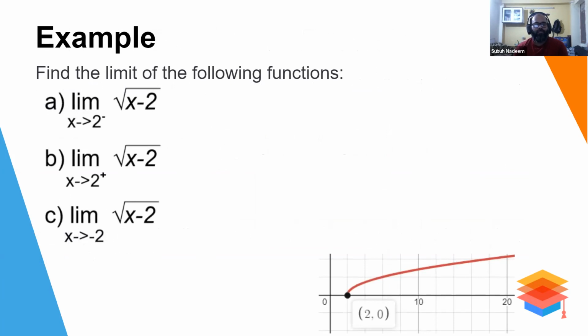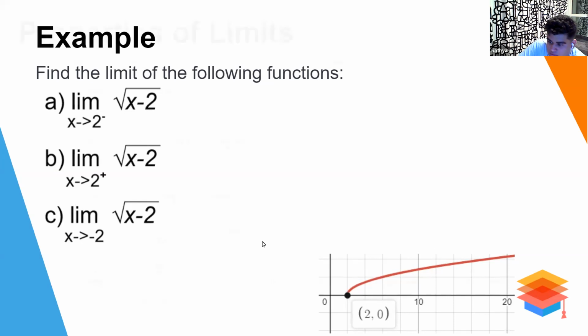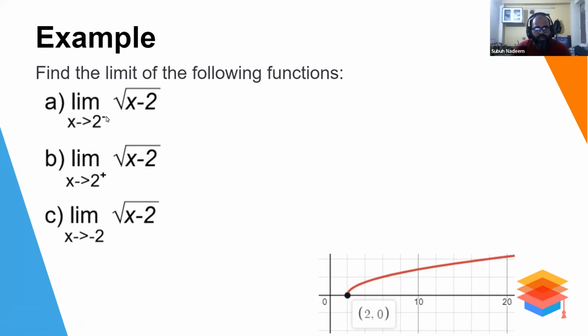Here again, part a. Can you tell me what will be the output at a? The graph is also given below. Won't this be root 0? But it is 2 minus. It will not be exactly 0. It is slightly left of 2.